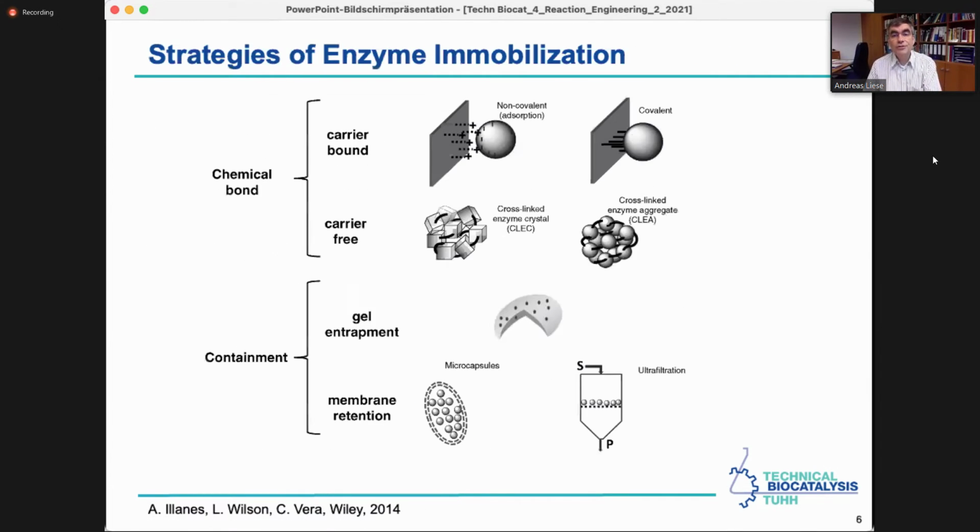Now, what are the strategies for immobilization? Well, we can either chemically bind our enzyme, which is here the wall, in a covalent manner with a chemical bond to a surface. Sorry, shown here on the right side. Or we can have it in a non-covalent manner, so that we have weak interactions, which we also discussed in the biocatalysis enzyme technology lecture. So where we have ion-ion and ion-dipole interactions, or hydrophobic interactions.